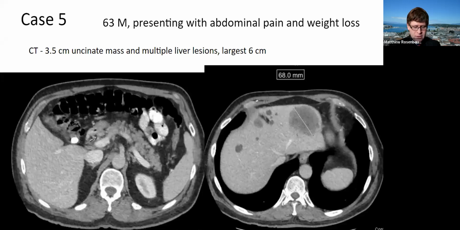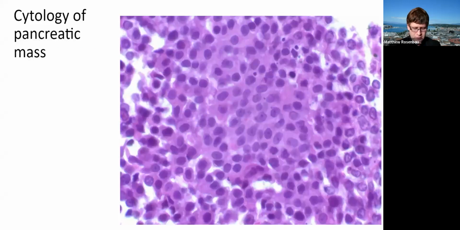So this is case 5, a 63-year-old man presenting with abdominal pain and weight loss. You can see there's a poorly delineated 3.5 centimeter mass in the uncinate, but also these large, terrible looking liver lesions as well. We're actually able to get some cytology on this case, which shows sheets of epithelial cells. They're definitely atypical.